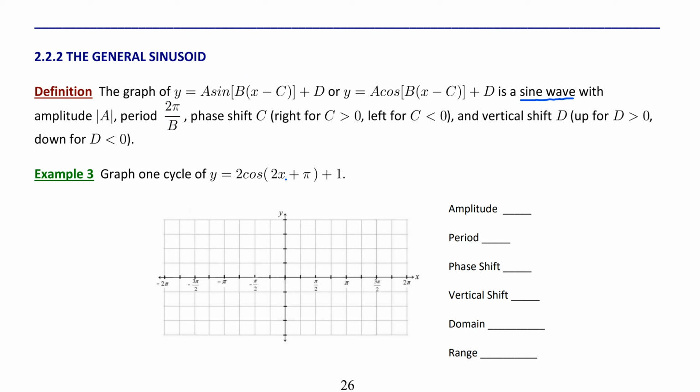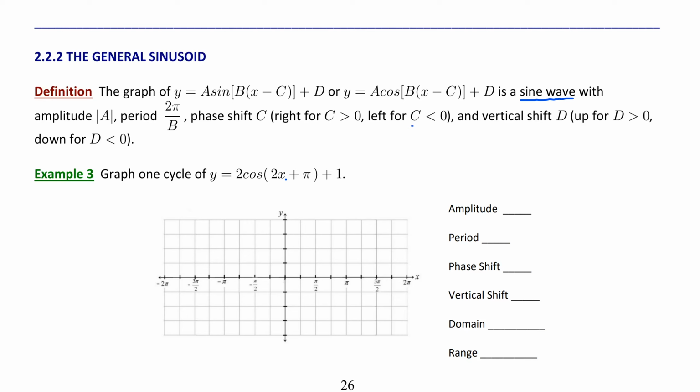The phase shift is going to be described by this constant c. Now, the phase shift is tricky for two reasons. Number one, if that constant is positive, that means I'm subtracting a positive number. I'll see a negative right here. If I see that, the graph is going to shift to the right.